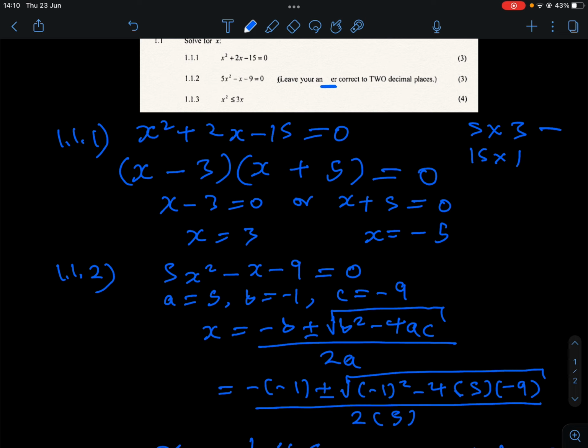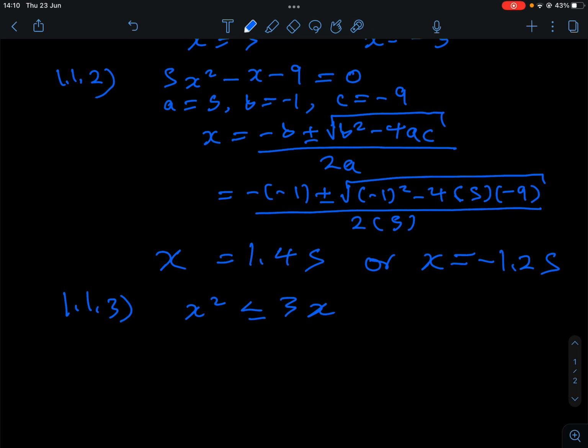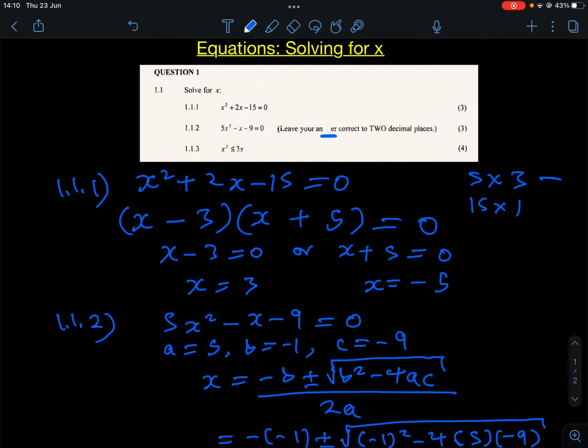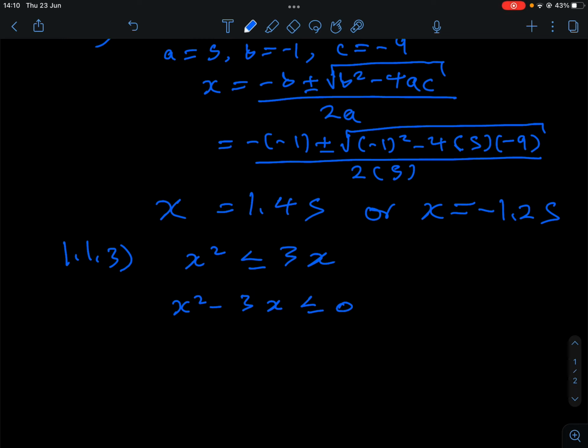This last question, 1.1.3. X squared is less than or equal to 3x. Let me verify. Yes. So this is an inequality question, 4 marks. So x squared minus 3x less than or equal to 0. Let us factorize here.